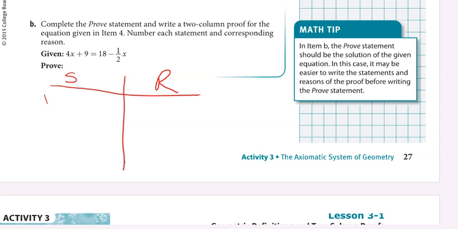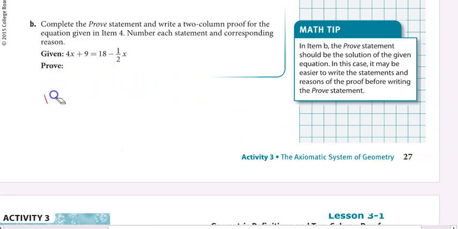Okay, so now that you've had a moment to try this one, let's see how far we can get. I'm going to draw this a little bit cleaner just so we have enough room to work here. So let's do statements and reasons.